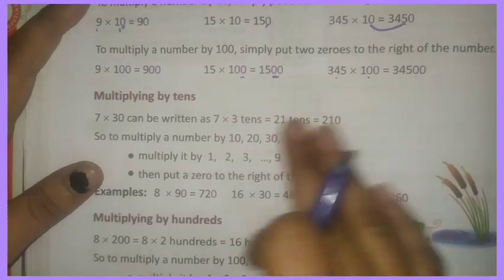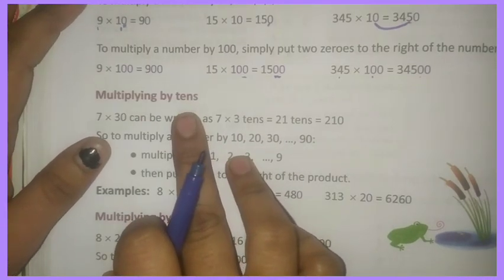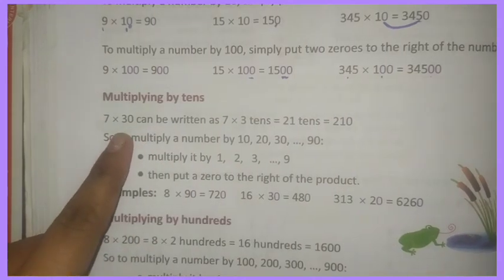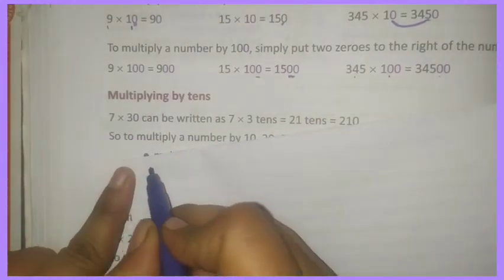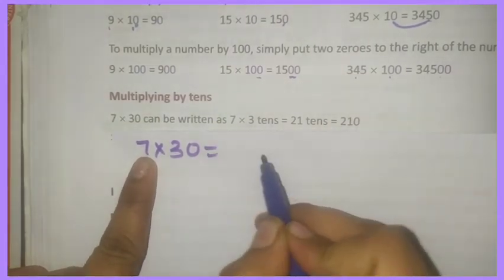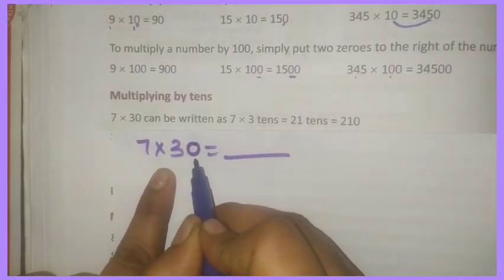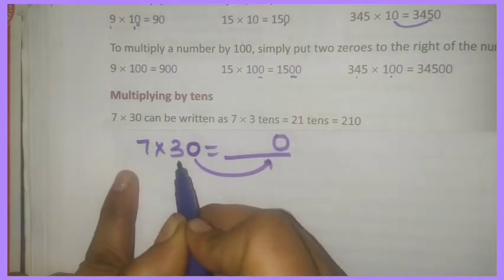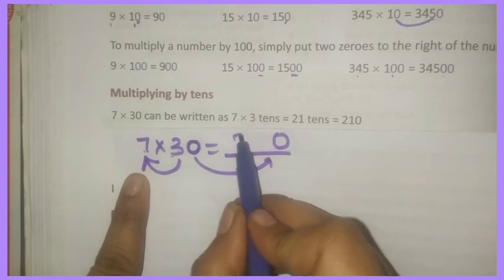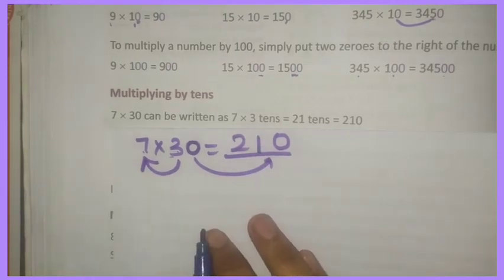Now multiplying by tens. Look here, children. For example, 7 into 30 is there. For this, we'll do like this. Here 0 is there, so we'll keep 0 as it is. Now, multiply these 3 with 7. 3 sevens are 21. We'll write 210.